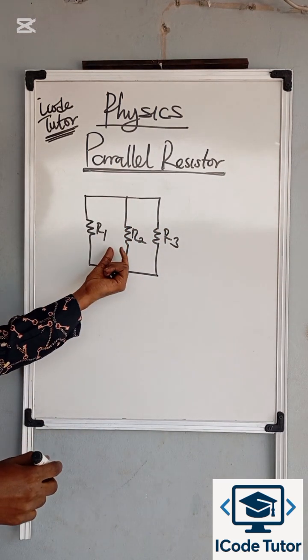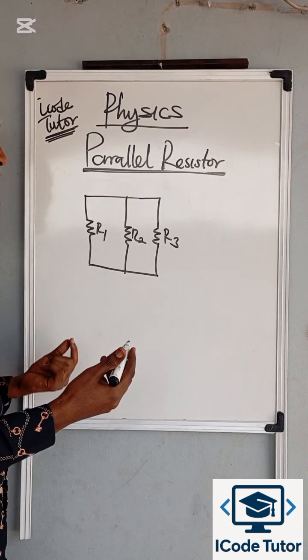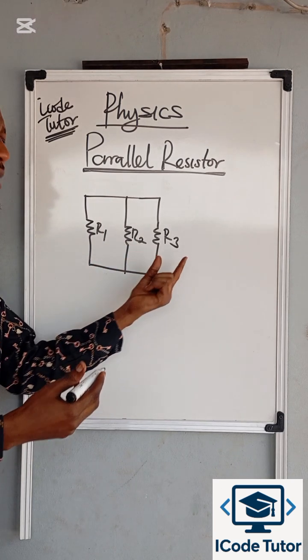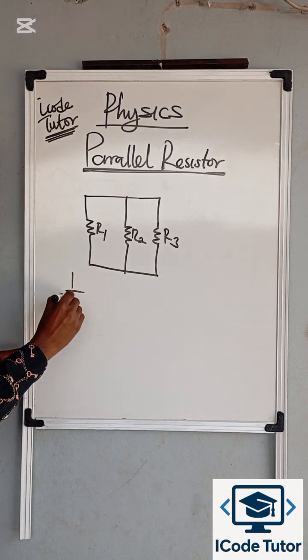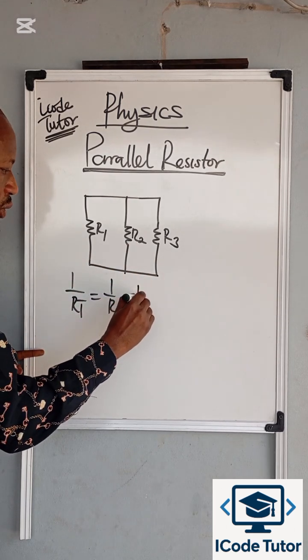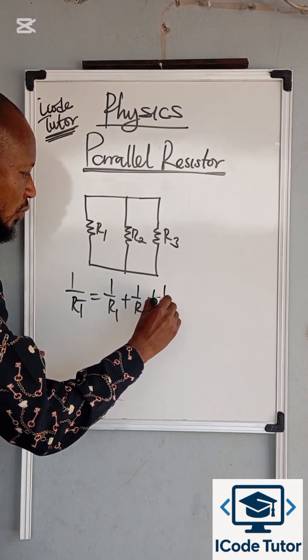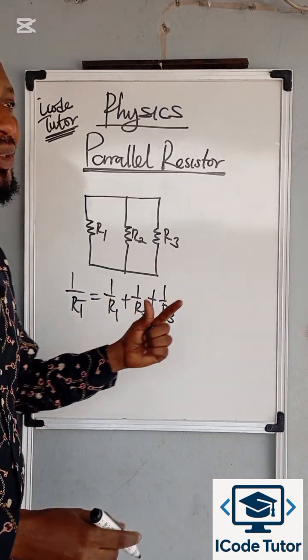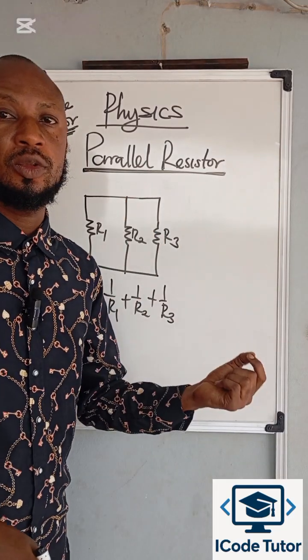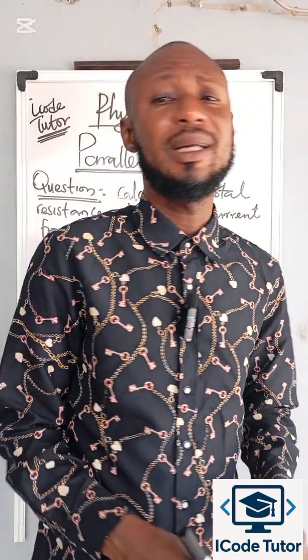Now, the formula for calculating the total resistance in a parallel resistor is 1 over R total equals 1 over R1 plus 1 over R2 plus 1 over R3. As you all know, from series resistors, the total resistance is R1 plus R2 plus R3. Now let's look at this question.